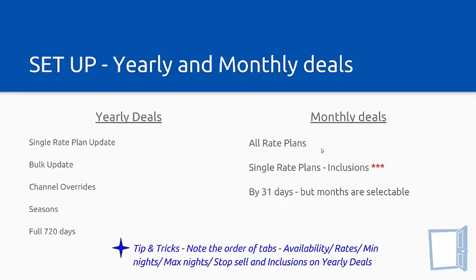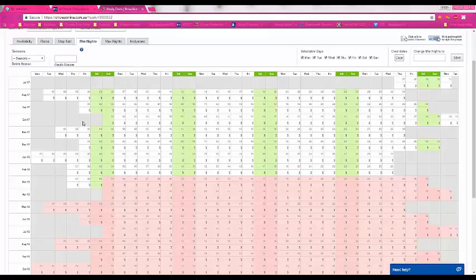It's 31 days where you can see all rate plans in one go. You can see single rate plans, and it looks slightly different because the inclusions is included in that, and I'll show you that briefly. The months are selectable, but it is by 31 days. So if you choose February, you're going to get a little bit of March as well. First thing we'll do is we'll go to our new King rooms.